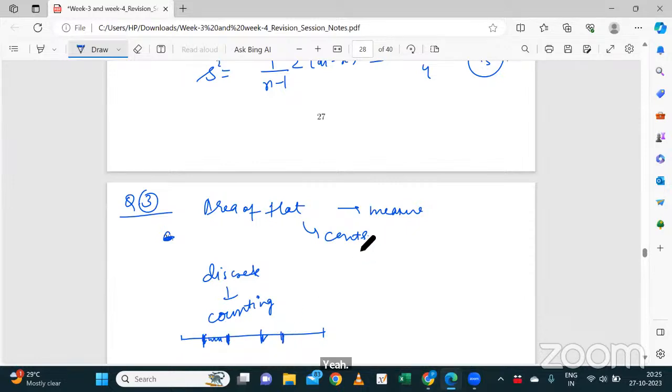And continuous is something where measurement is involved. We cannot count. Let's say I'm saying weight of a person. We can't count it; we have to measure it in kilograms, something like that, correct? Similarly, height of a person we have to measure in feet or centimeters. Okay, clear?